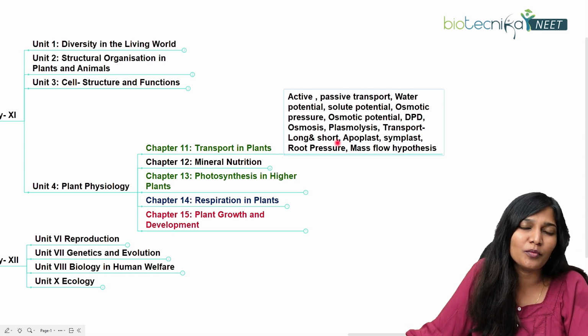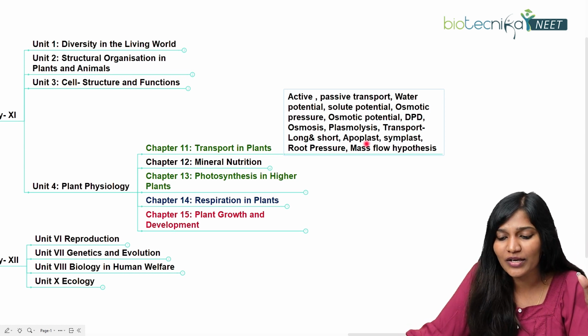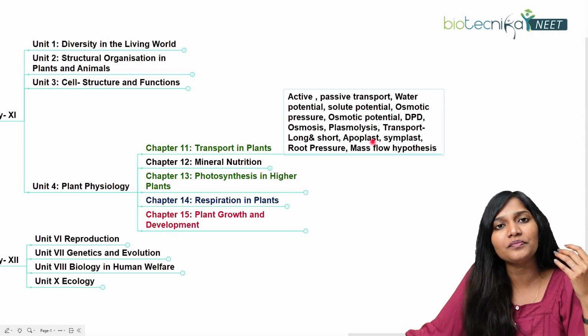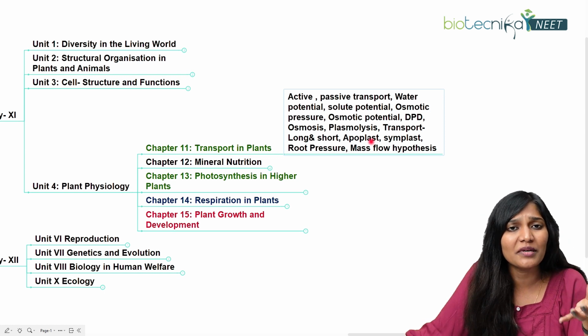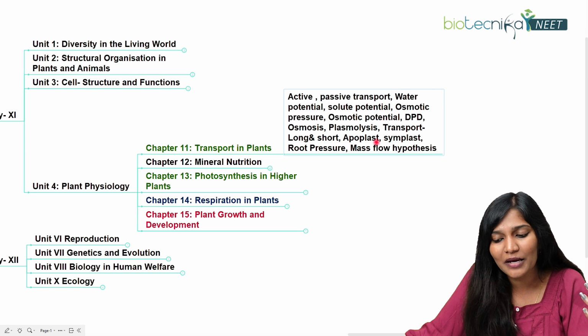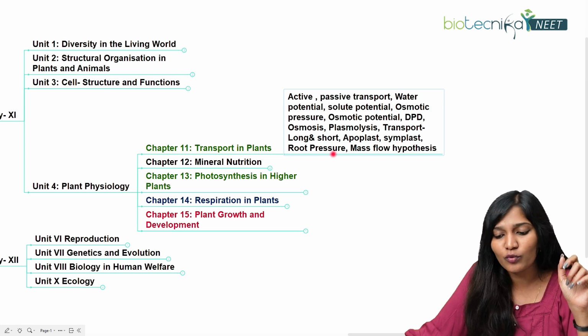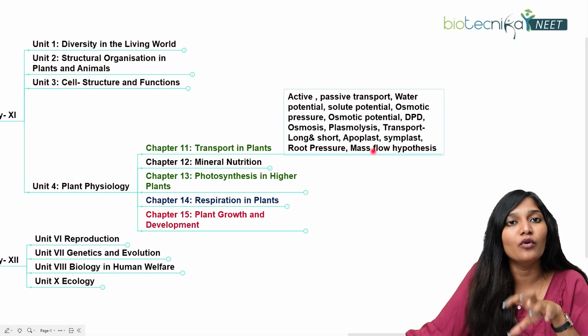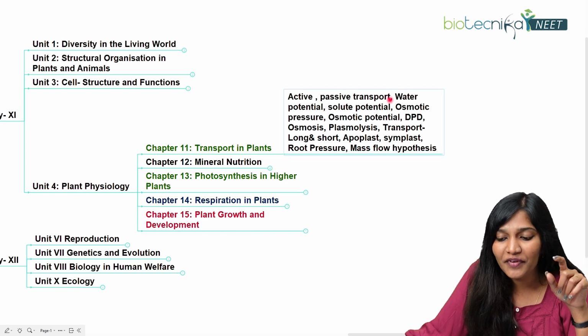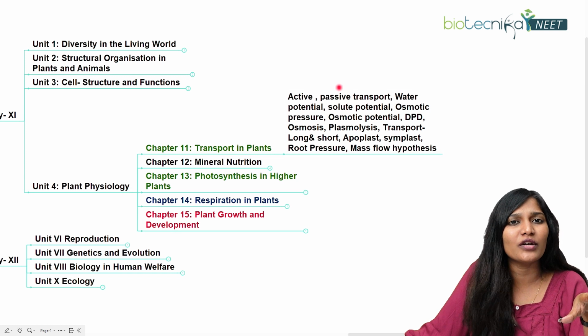And transport, you have to study long distance transport and short distance transport. We'll be studying about the root pressure, transpiration pull, everything together. And then how the minerals or water are absorbed by the plant through apoplast pathway and symplast pathway. And root pressure, the most important, phloem loading and phloem unloading, mass flow hypothesis. So this is very, very important, very easy one if you're going to understand this one.